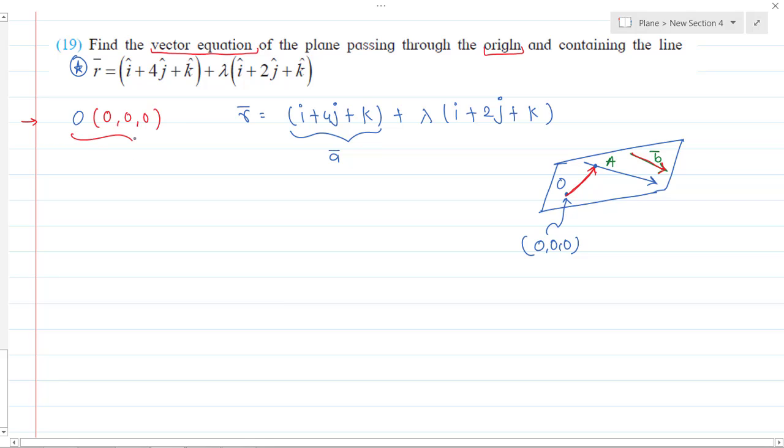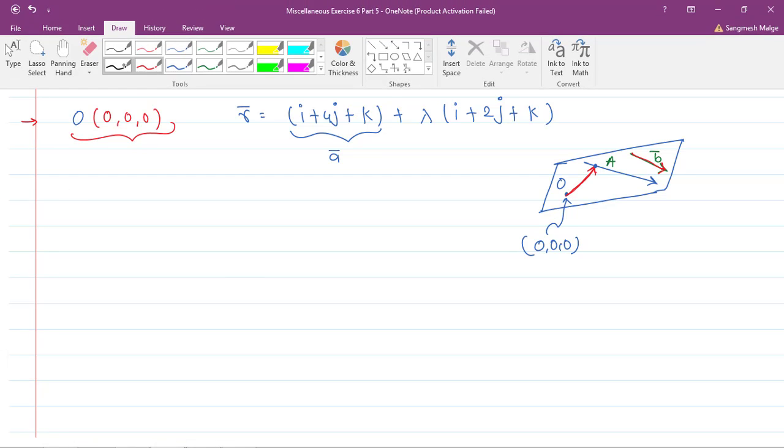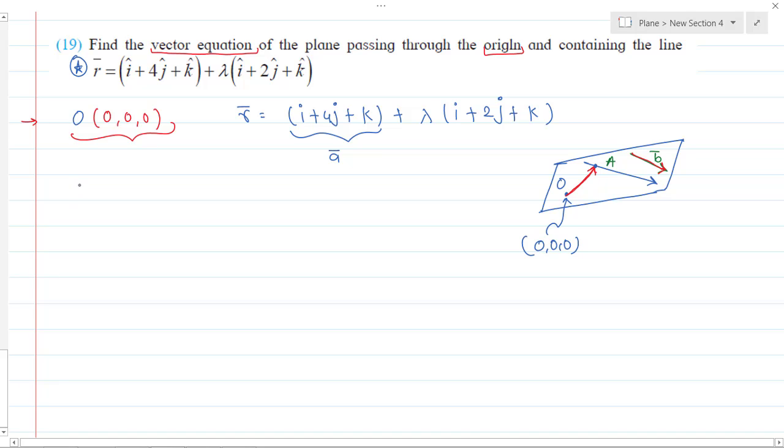Your plane is passing through this, and your normal vector is given by OA bar cross B bar. So with the help of that you can get the equation of a plane. I hope you are understanding this. Here O bar is the point through which our plane is passing, which is 0i plus 0j plus 0k. And the normal vector is OA bar cross B bar.